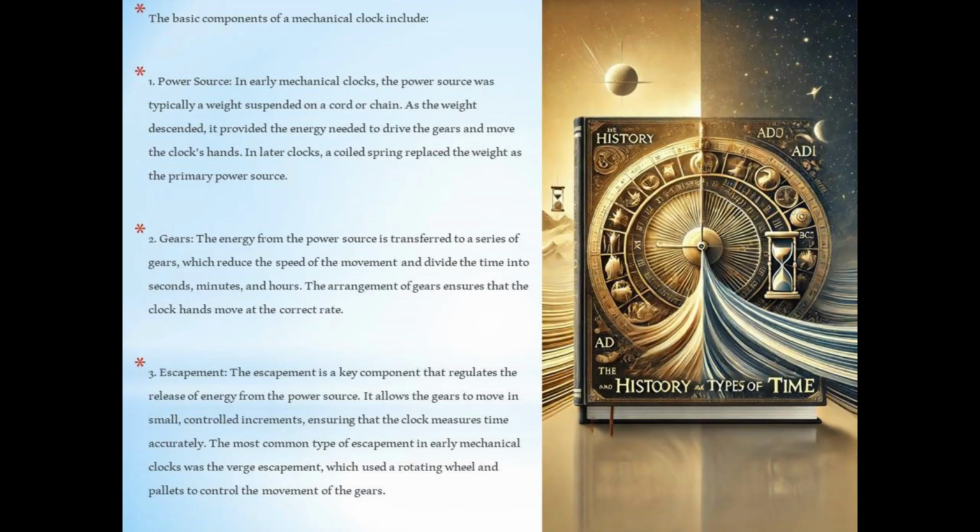Number 2. Gears. The energy from the power source is transferred to a series of gears, which reduce the speed of the movement and divide the time into seconds, minutes, and hours. The arrangement of gears ensures that the clock hands move at the correct rate. Number 3. Escapement. The escapement is a key component that regulates the release of energy from the power source. It allows the gears to move in small, controlled increments, ensuring that the clock measures time accurately. The most common type of escapement in early mechanical clocks was the verge escapement, which used a rotating wheel and pallets to control the movement of the gears.